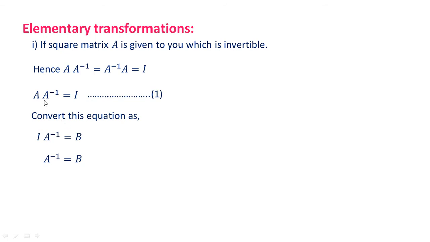Now what is the change in this equation? See, A gets converted into the identity matrix.